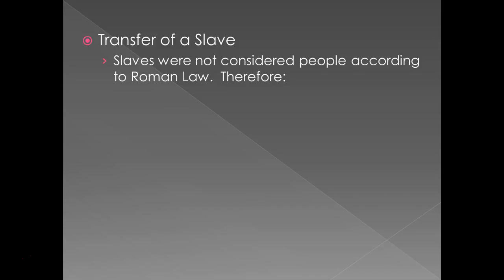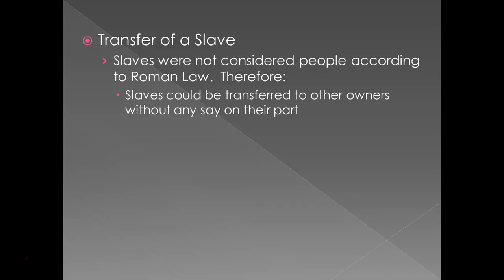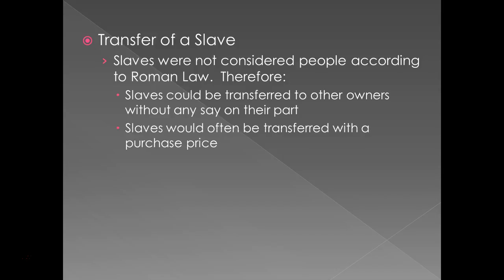Slaves could be transferred. They were considered human livestock. So, as not being considered people, they could be transferred to other owners without any say on their part. They could often be transferred with a purchase price. So, this slave is worth quite a bit of money, so I'll give you 2 slaves, and this amount. It was a business transaction. Think about athletes in professional sports, how they get traded. Sometimes 1 player for 2, or 1 player for 1. The difference is these slaves had no say, and they weren't getting paid millions of dollars.